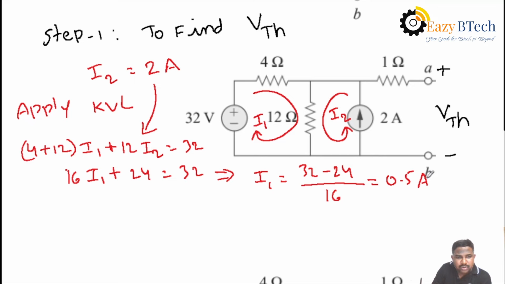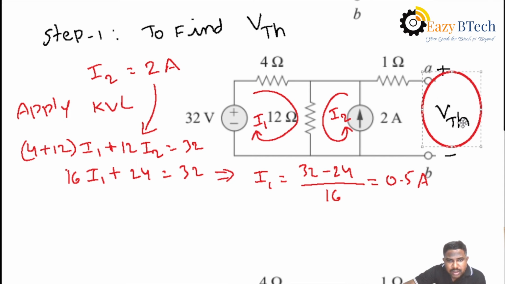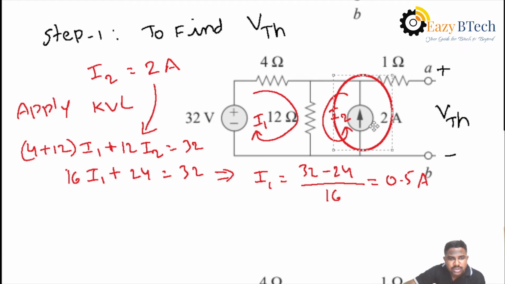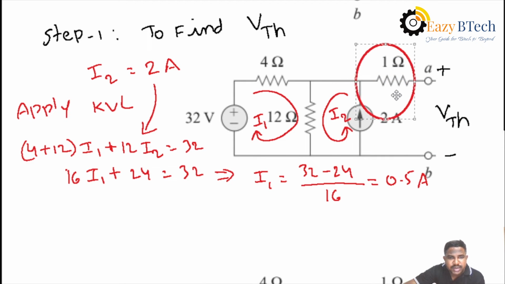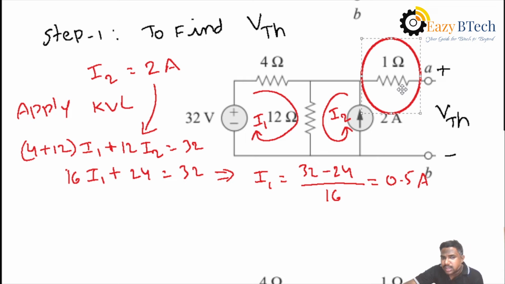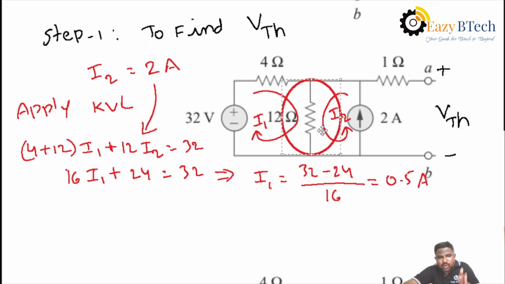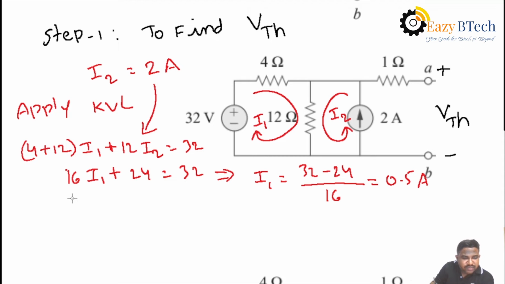After finding the current values I1 and I2, you have to find Thevenin's voltage. The very important point here is that the AB terminals are open, but you have to find VThevenin across the 2 ampere source. Why? Because there is no current passing through the 1 ohm, so there is no voltage drop across the 1 ohm. That 2 ampere source is in parallel with 12 ohms, so you can find Thevenin's voltage across the 12 ohms only. Therefore, Thevenin's voltage.